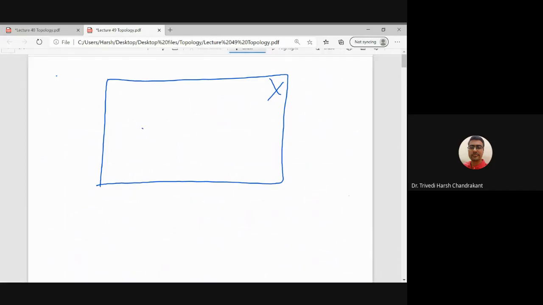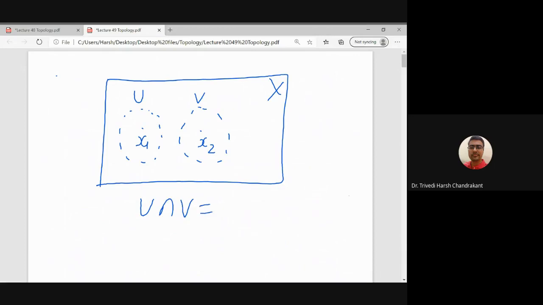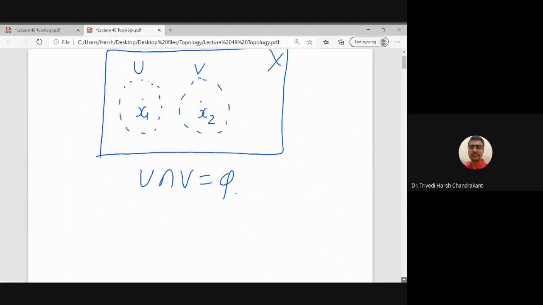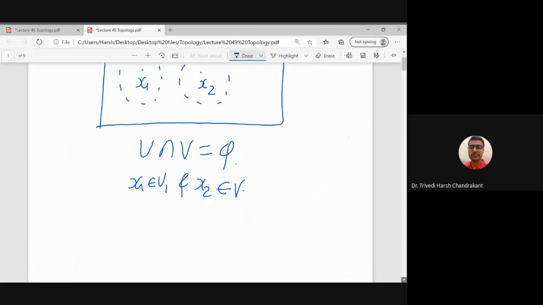such that if we have two points x1 and x2 in X, then we can find two neighborhoods U and V of x1 and x2, so that the intersection of these neighborhoods is empty. That means they are disjoint open sets. Such spaces are known as Hausdorff spaces. So here x1 belongs to U and x2 belongs to V.